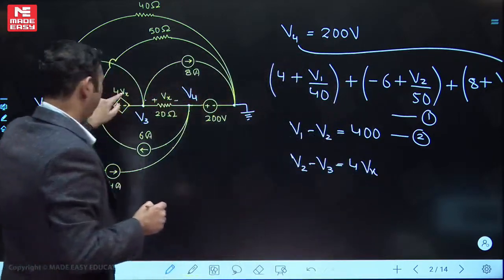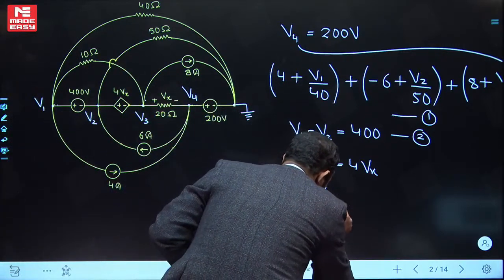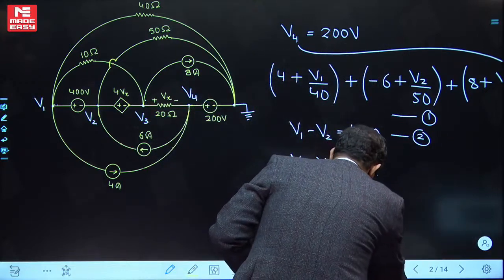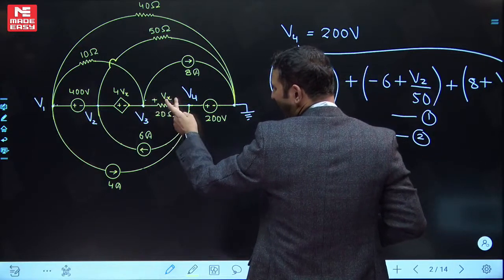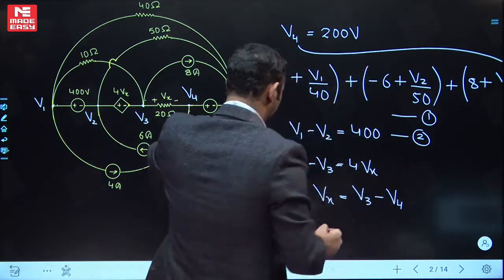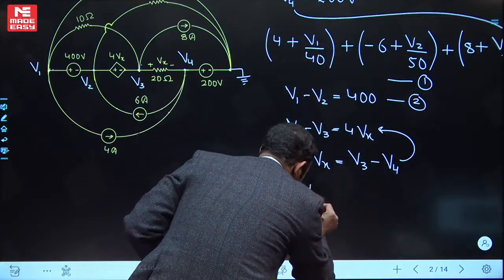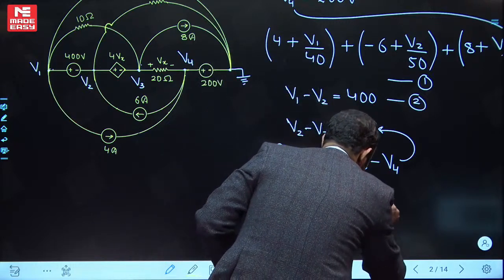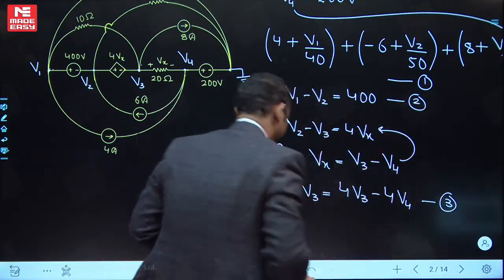And what is Vx equal to? Vx, as you can see from here, Vx is equal to higher minus lower, that is V3 minus V4. Vx क्या हो जाएगा? Higher potential V3 है, minus lower क्या है? V4. So V3 minus V4. You substitute it over here in this equation, so you'll be getting V2 minus V3 will be equal to 4 times Vx, that is 4V3 minus 4V4, equation number 3.